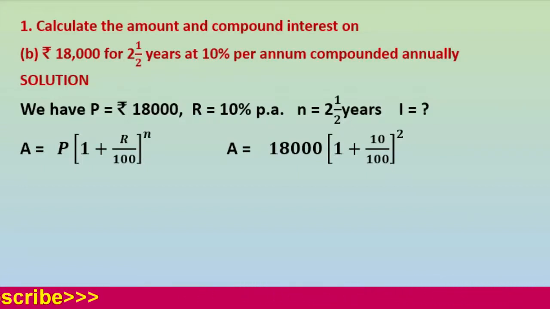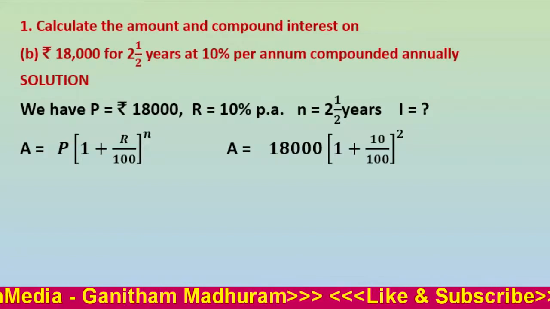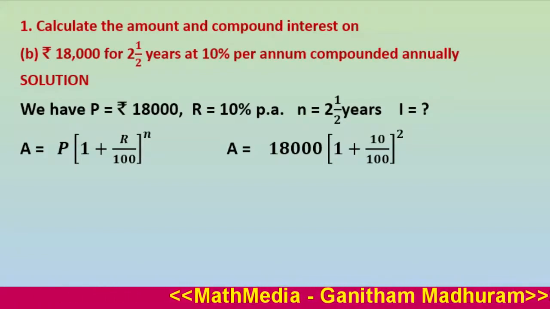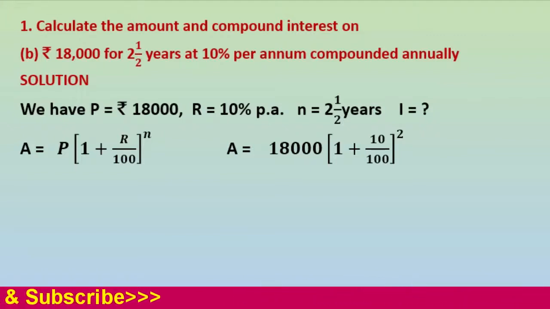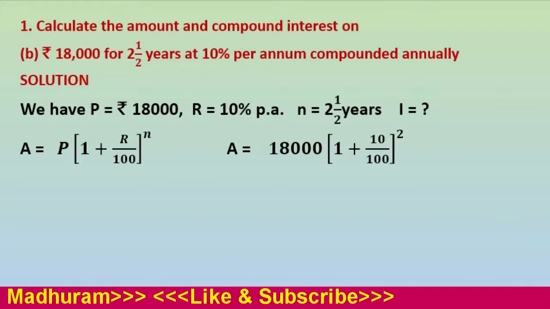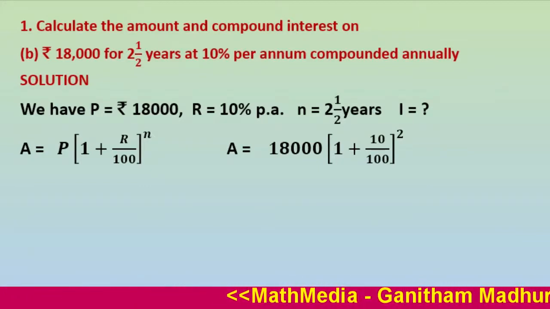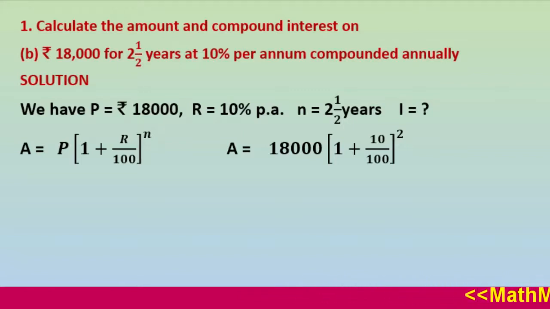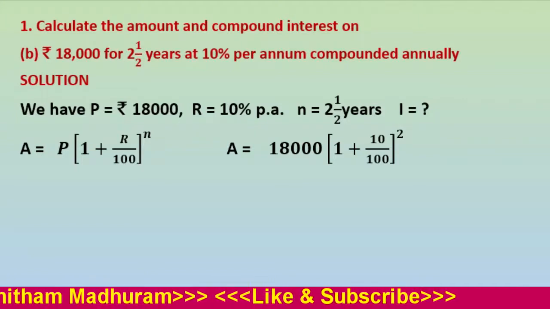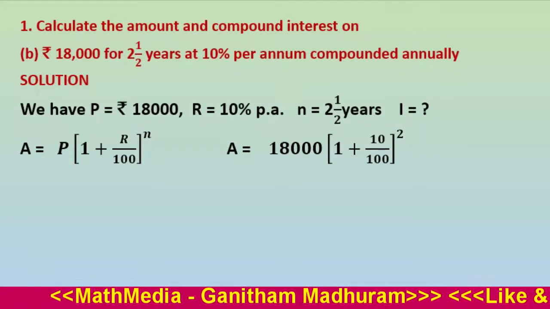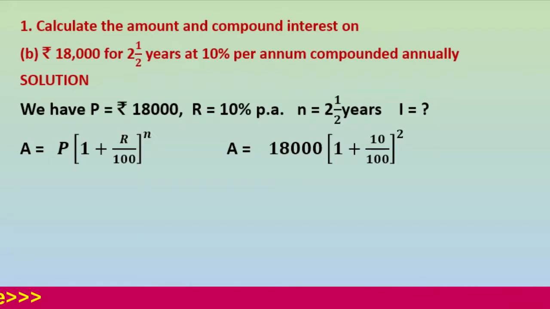Substitute the value over here. We get 18,000 into 1 plus 10 upon 100 whole raised to 2. Why we have taken 2 here? Here the number of period, that is time, is given as 2.5 years. With the fraction, the calculation is difficult, so we took only the whole number part of the year. Time is here, so we get 1 plus 10 upon 100 whole square.